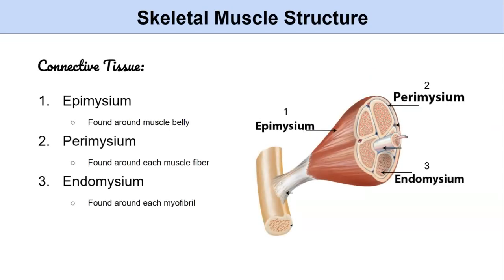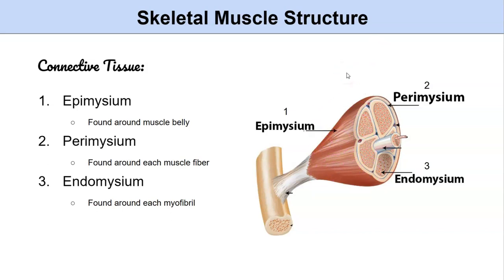Now continue with the skeletal muscle structure. Around our different sections of our muscle, we have connective tissue. So again, let's say this is the bone, this is the bicep brachii. First, we have something called an epimysium. The epimysium is found around the muscle belly. So around this muscle belly, there's this thin connective tissue called the epimysium.